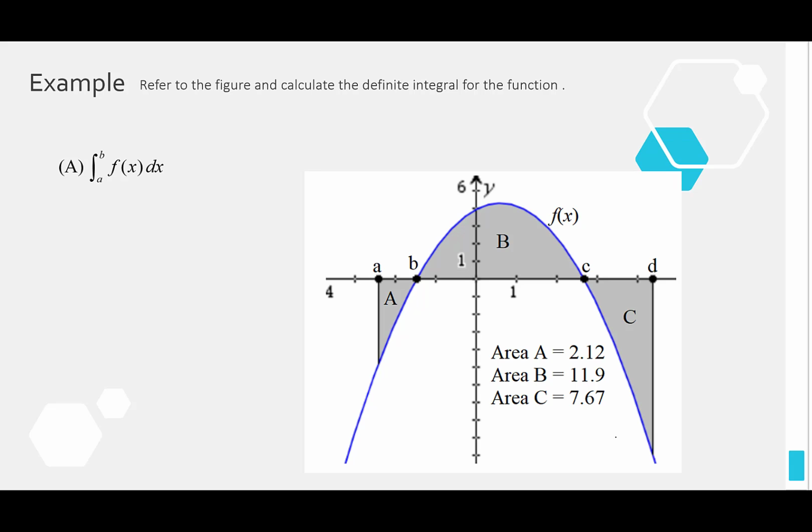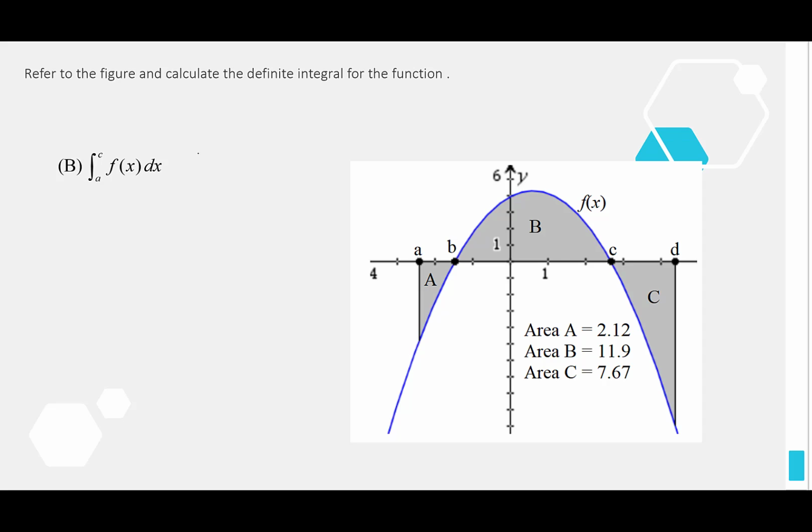Let's try some examples. We're going to use this figure that has 3 parts. So area A is 2.12, area B is 11.9, and area C is 7.67. To start, we're just going to find the integral from a to b of f of x dx. So when I look at a to b, that is the first part. So from A to B, it's the area A. A is underneath the x-axis, so when I give the answer, I'm going to say it's negative 2.12. So I need that negative to indicate the area is below the x-axis.